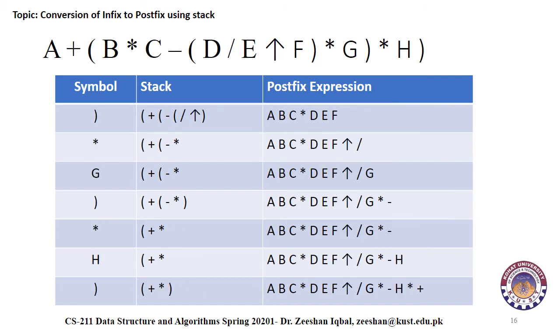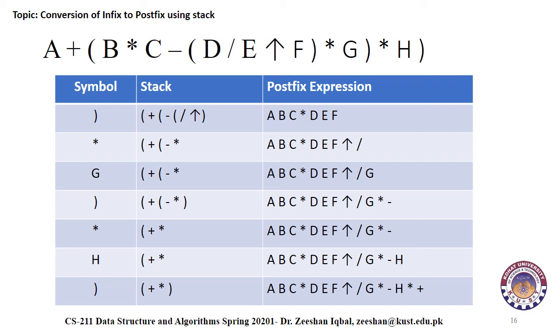We can see that the next symbol is right parenthesis, so we have to repeatedly pop the operators from the stack until the left parenthesis is encountered and add the popped operators to the postfix expression. So here power will be popped first and division will be popped next and will be added to the postfix expression respectively. So power will be added to the postfix expression first and division will be added next, and in the end we have to remove both parentheses as well.